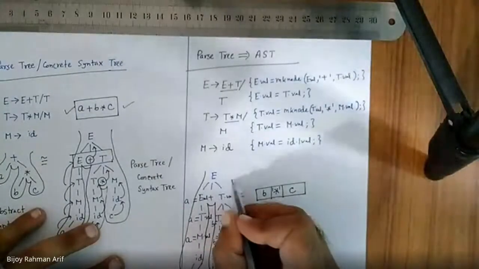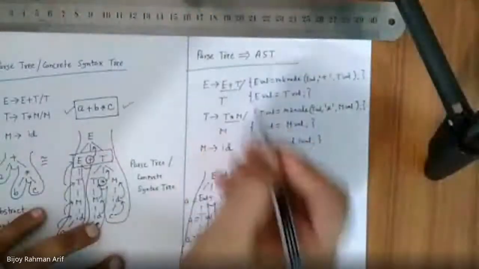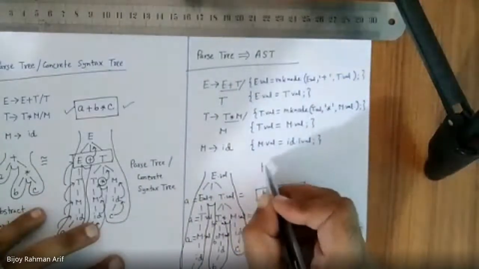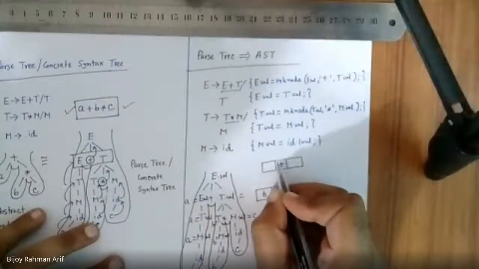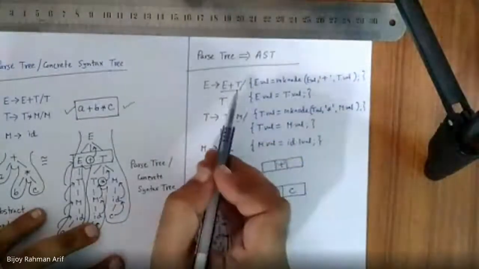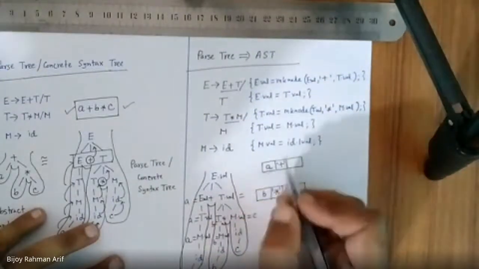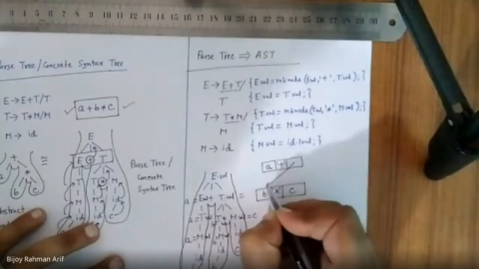Then go back. This is a reduction. So what is the ultimate E val? This one: E plus T reduced to E. So what is the node? The node will be like this. In the middle there would be a plus. Then what would be the left of E val? This E val is nothing but A. What is this T? T is nothing but this T. So this one is pointing to it.